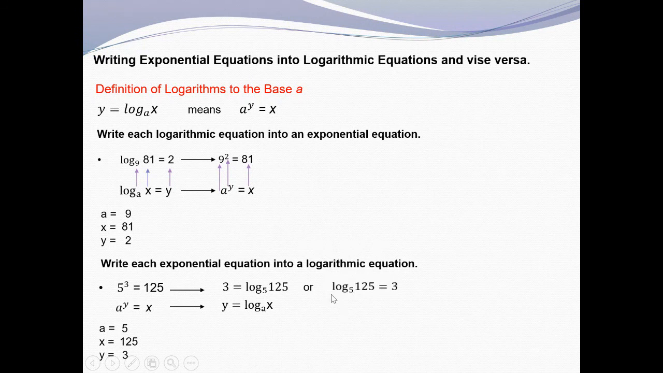Or you can put it the other way around: log base 5 of 125 equals 3. So these two are the same thing.